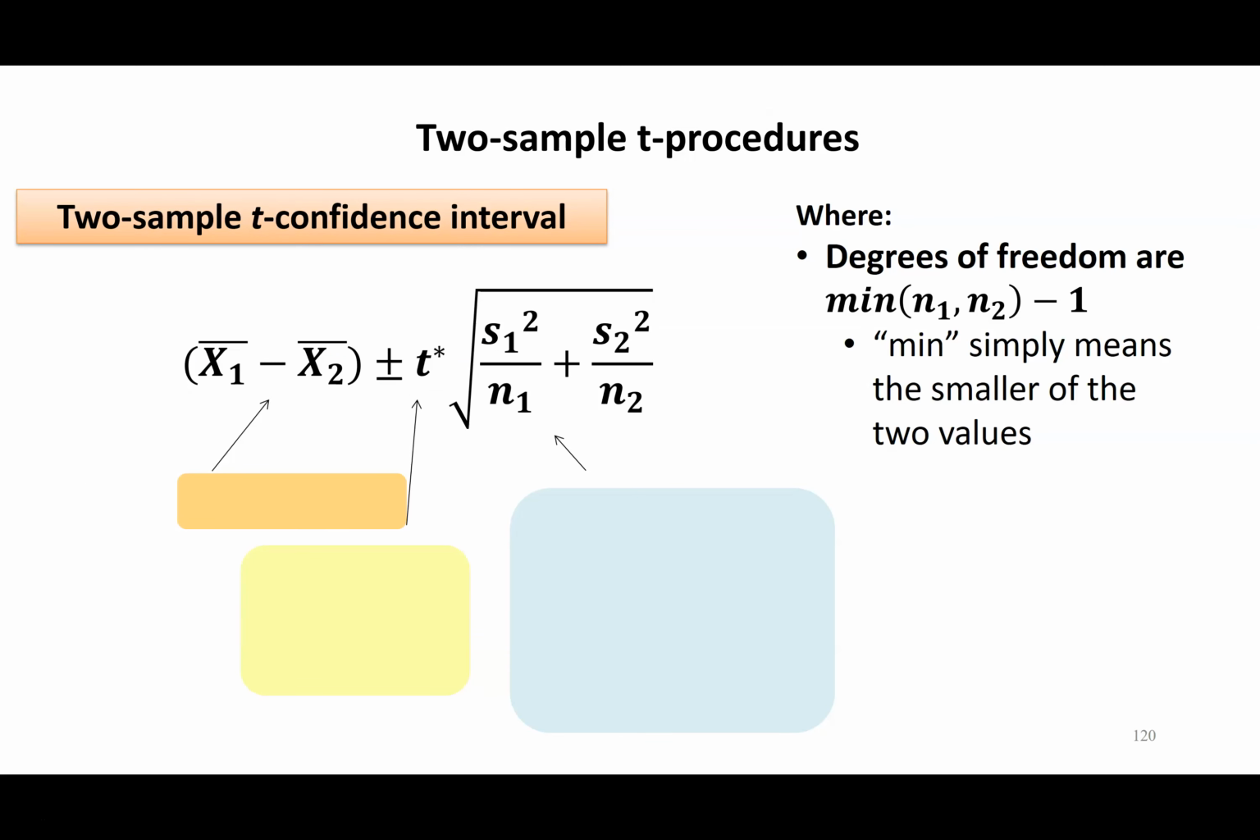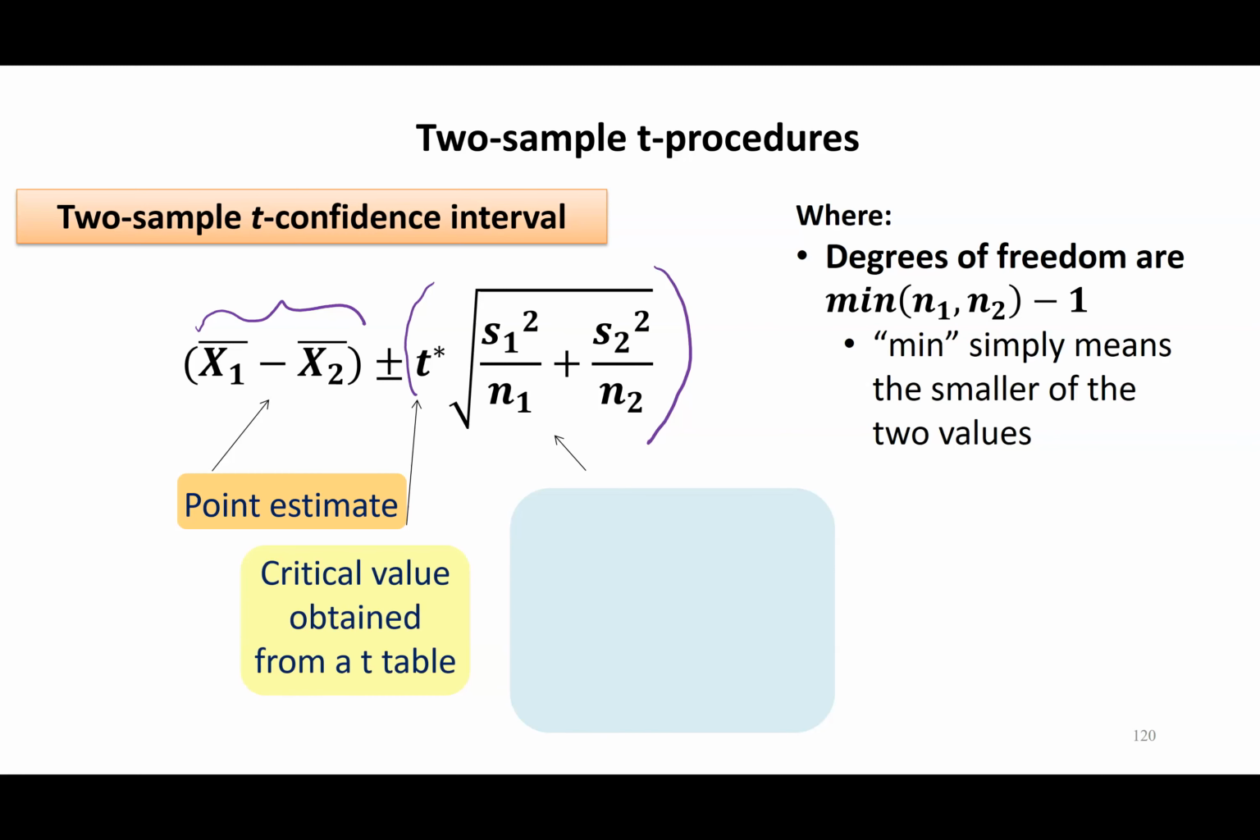For the two sample procedure for a confidence interval, it's still your point estimate, the difference I observed in the sample. I like to put parentheses around it. It's not necessary, but it reminds me to do the multiplication first. Plus or minus t star, your critical value, which we get from a t-table.